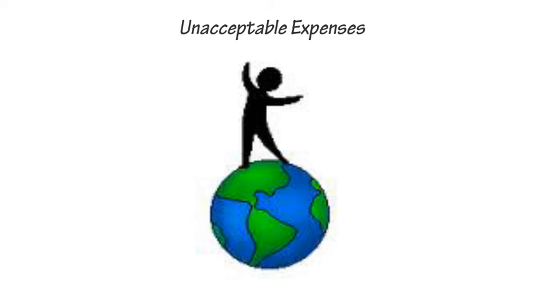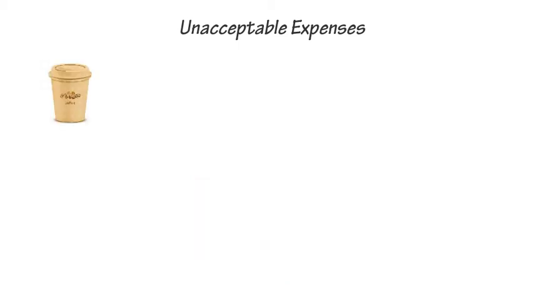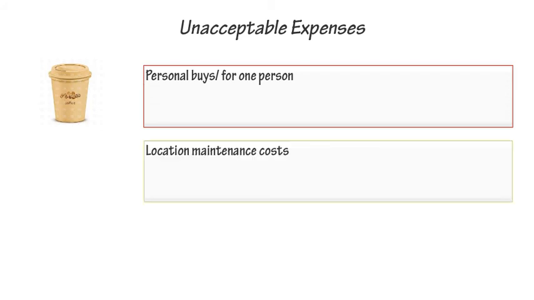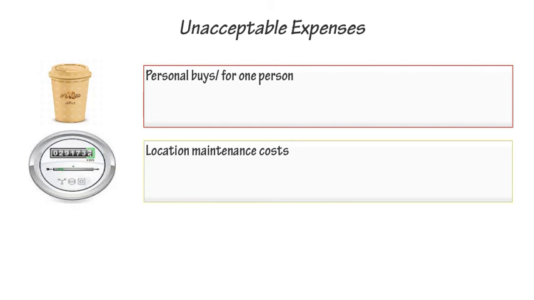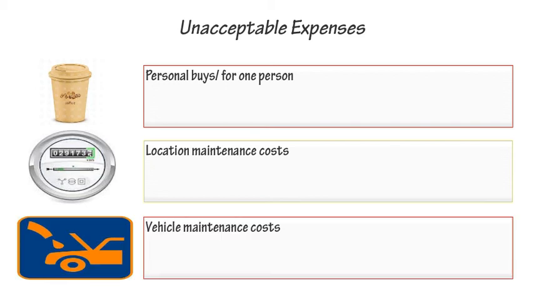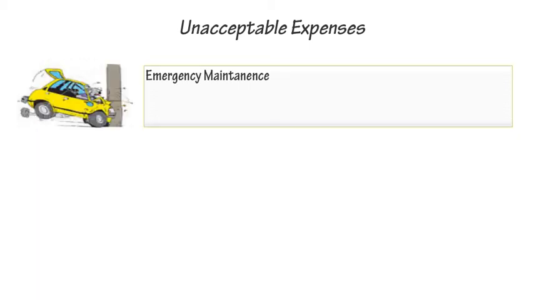Remember that comment about troop funds for one person? Those kinds of expenses are not geared for the whole troop, so they should not be paid for with troop money. Coffee for you before a crazy meeting? Personal and unacceptable. This rule also applies to maintenance fees. If the troop meets at your house and you don't have enough money to pay a utility bill, don't use troop funds. Getting your car's oil changed or getting a tune-up is also not a troop concern, so don't use troop money. Emergency maintenance is also unacceptable.